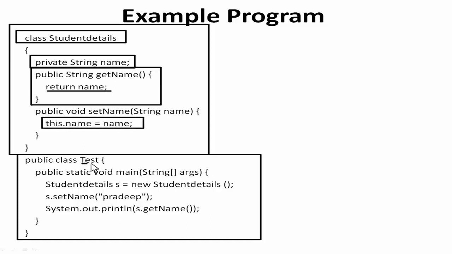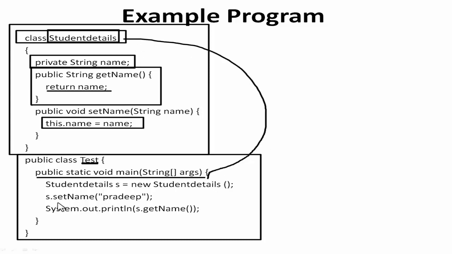Here we have created a class called Test. If you observe, StudentDetails is a class which doesn't have a main method. Test is the class which has the main method, public static void main(String[] args). Now we are going to create an object of StudentDetails. StudentDetails is a class, and s is an object which you create. Here you have created an instance of a particular student, and you use the object s.